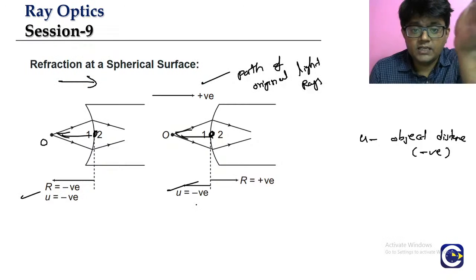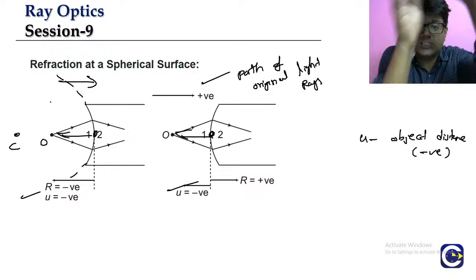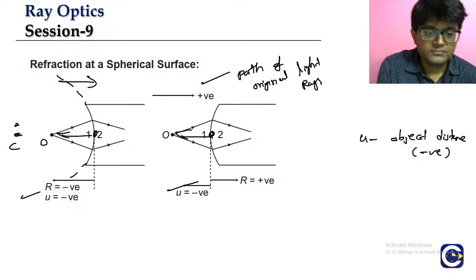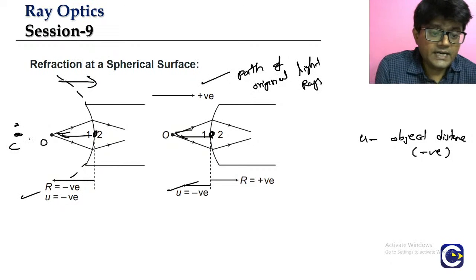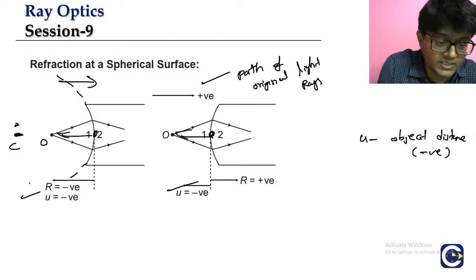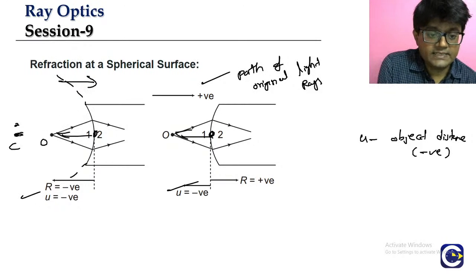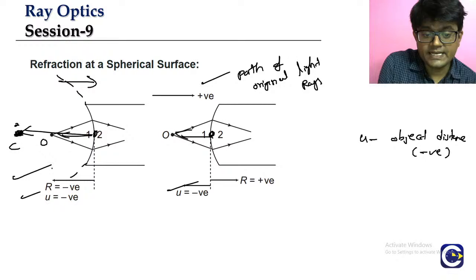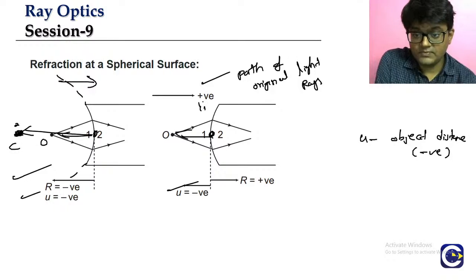Now for the spherical surface, the center of that spherical boundary is called the center of the spherical interface, and its radius is called the radius of curvature. In this first case, the center is on the left side, so when you measure the radius, you measure to the left. So the radius of curvature is taken as negative.